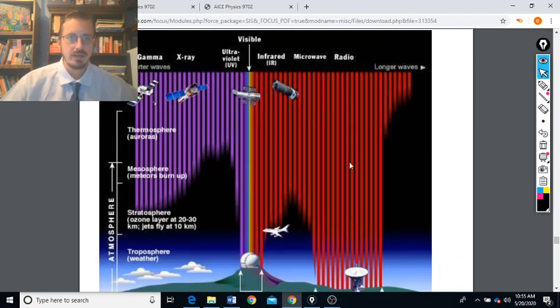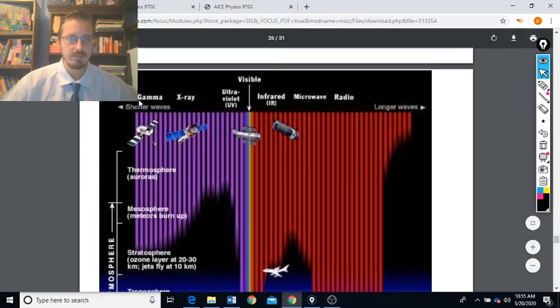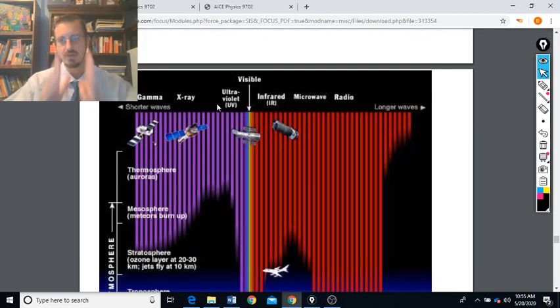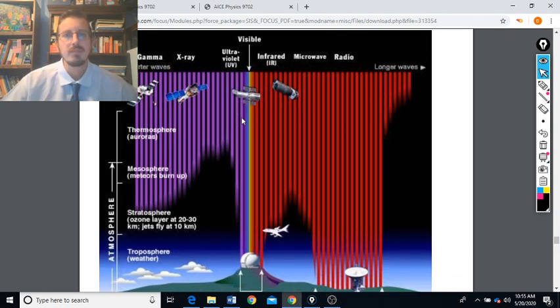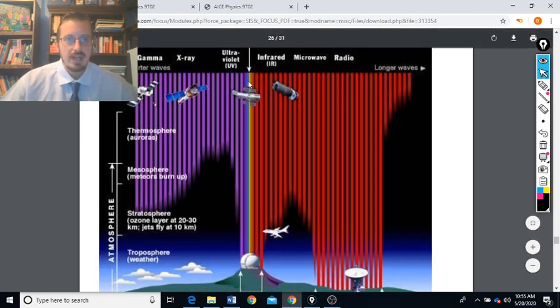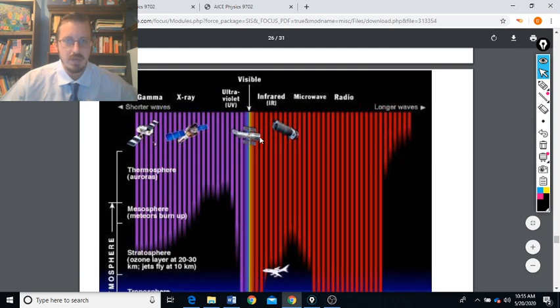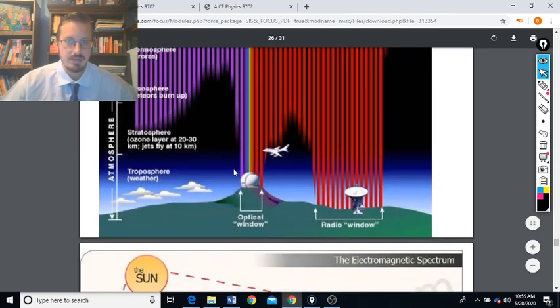This slide here is connected to the learning outcome, being able to state the principal wavelengths of the EM spectrum. So here you see the electromagnetic spectrum, all the different types of light. Light exists on a spectrum, and we can see one tiny sliver of that spectrum, the visible part of the spectrum. And this slide also is showing what radiation makes it down here to Earth's surface.